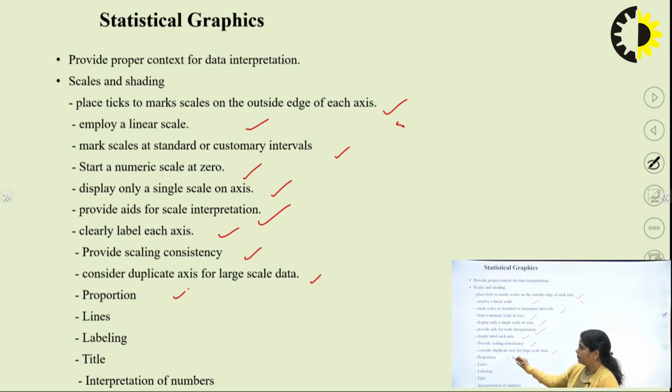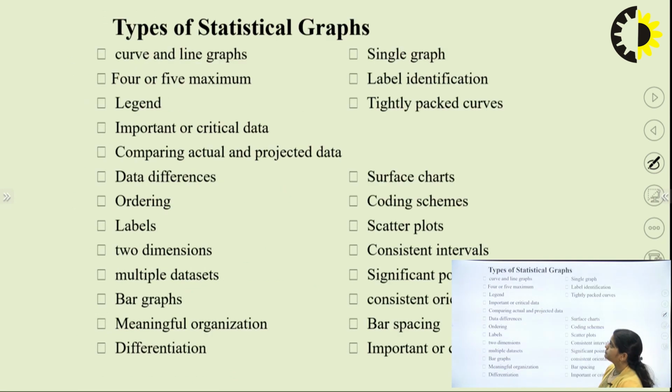So, proper proportion of particular elements of data, proper lining, proper labeling, proper titling and proper interpretation of the numbers. These are the features or characteristics which statistical graphics can properly convey over the scales. Whether the data is normal scale, large scale or small scale data, it sets the axis as per the data sets' requirement.